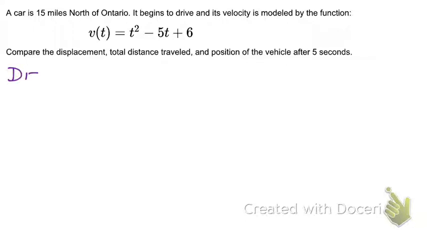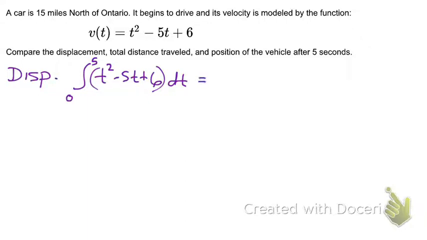Displacement would be the integral of t squared minus 5t plus 6 dt from, we'll say, time equals 0 when it started to 5 seconds. Now, even though it is good practice to do this by hand, a lot of times these problems are in the calculator section. So I want you guys to get your calculators out and see if you can do that in your calculator.